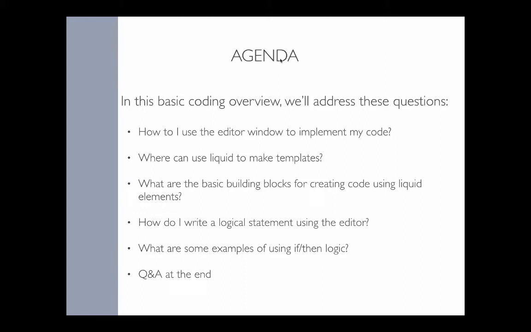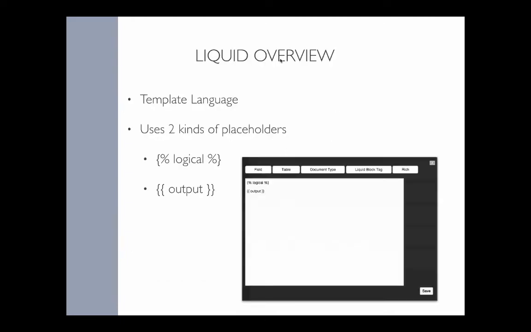In this Flux Basic Coding webinar, we'll be answering the following questions. How do I use the editor window to implement my code? Where can I use Liquid to make templates? What are the basic building blocks for creating code using Liquid elements? How do I write a logical statement using the editor? What are some examples of using if-then logic? As I said earlier, there will be a question and answer after the overview.